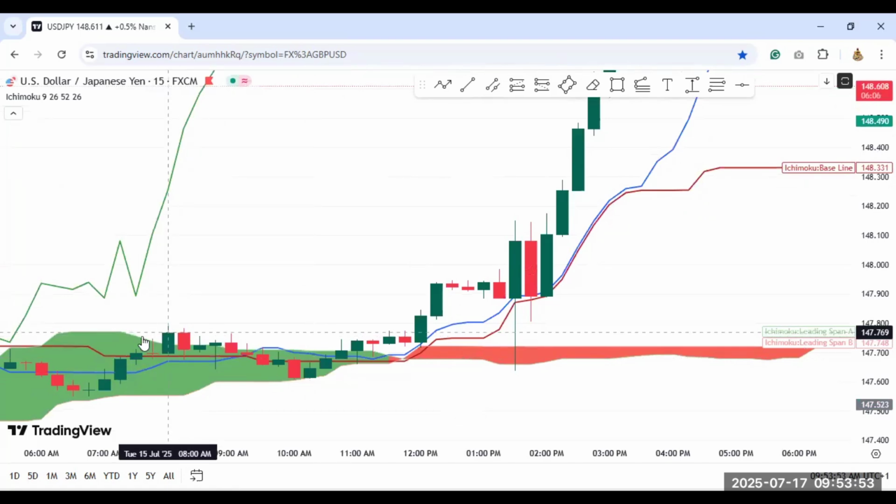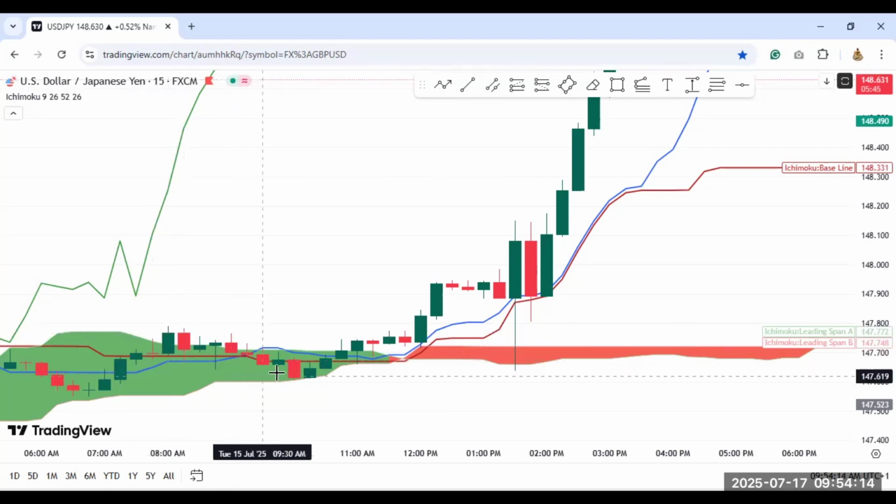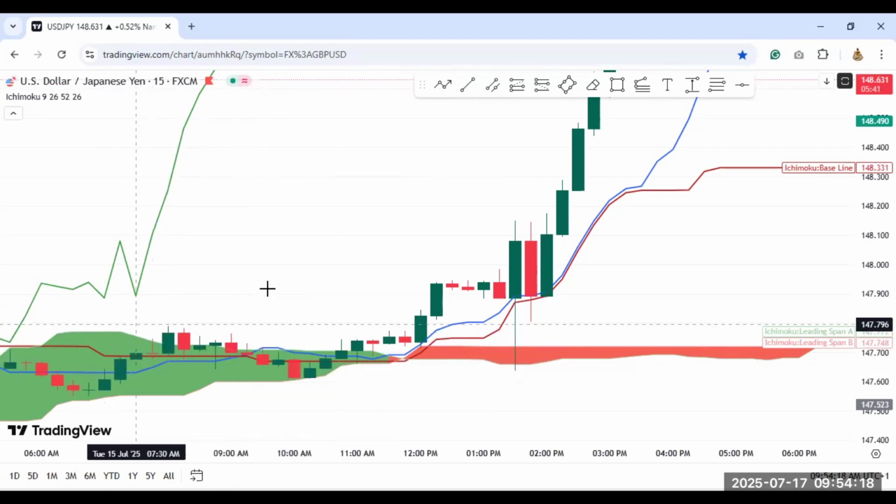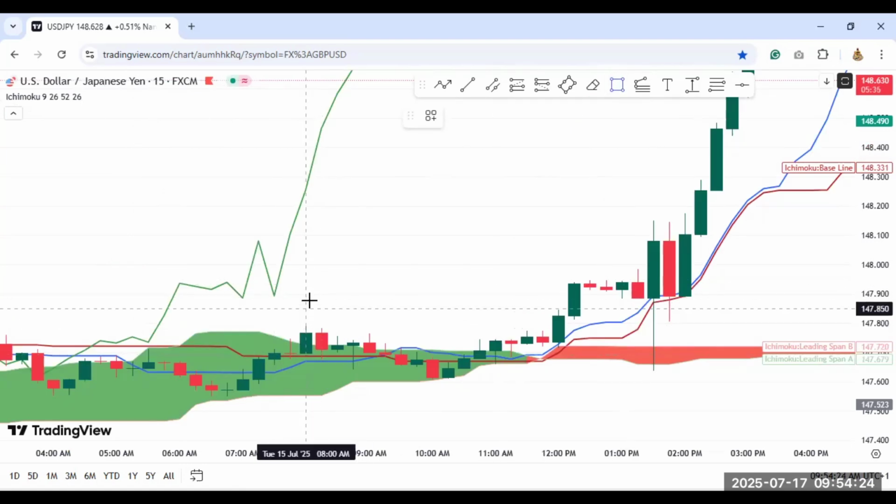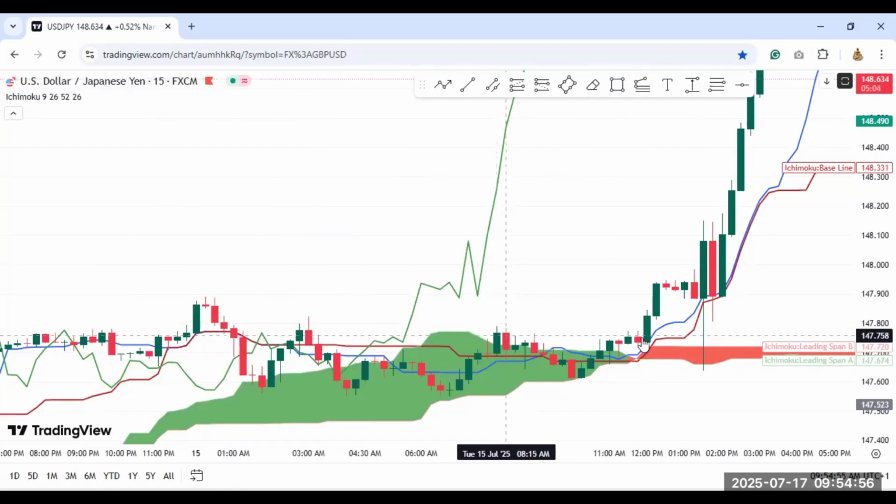The body must be above the cloud, and it should be a bullish candle, not a bearish candle. So since we intend buying, it must be a bullish candle. You must make sure that when this occurs, the cloud ahead of you is also green in color. Let's say at the time this candle was forming, all of these had not yet formed, but the cloud must have been formed.